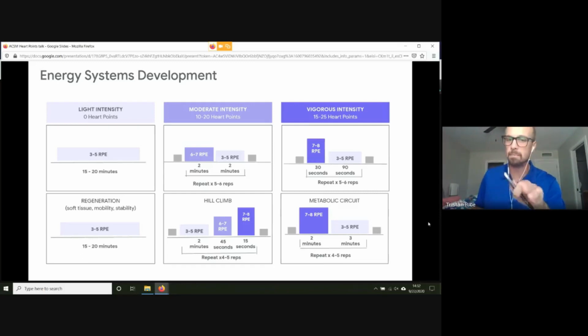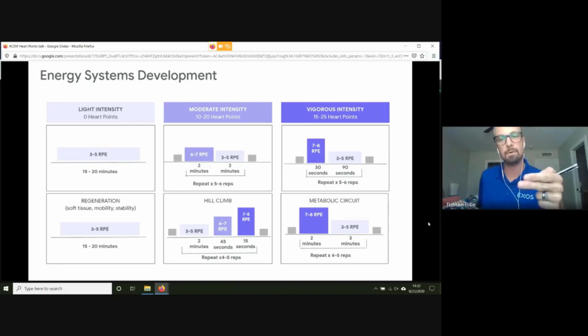Notice here, beneath the moderate and vigorous intensity interval blocks, it says repeat by 5 to 6, repeat by 4 to 5, right? This is meant to offer the ability to toggle and calibrate based on time. If you've got less time, you would do fewer of these repeat blocks of intervals. If you've got more time, you could do more of these repeat blocks of intervals.